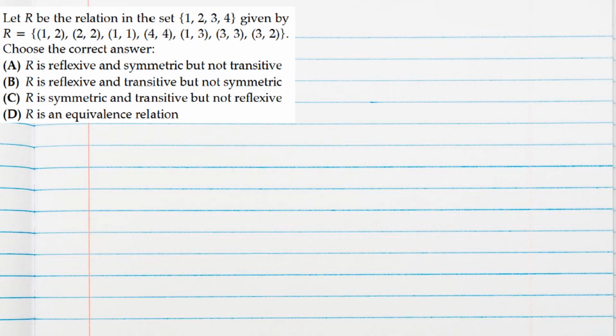Our next question is, R be the relation in the set {1, 2, 3, 4}. To be reflexive, (1,1), (2,2), (3,3) and (4,4) should be there. We will check: (1,1) is there, yes. (2,2) is also there, (3,3) is also there, (4,4). That means it is reflexive. So not reflexive is given in option C, and option C cannot be our answer.